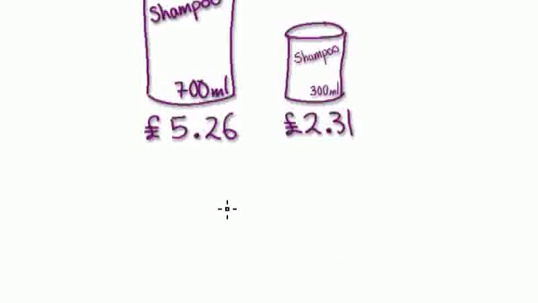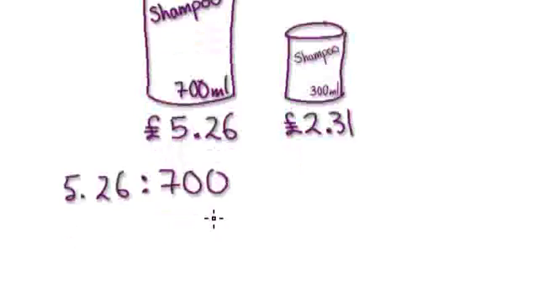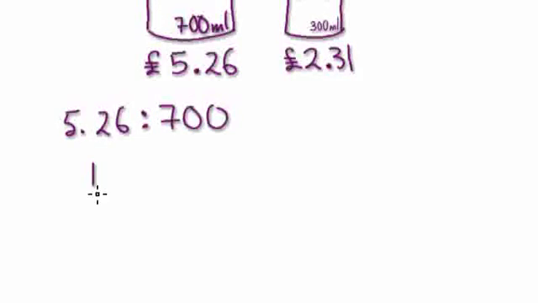Okay, here's another way of looking at it. Let's look at the big version. 5.26, and 700. Now, instead of getting this side to be 1, you could get the 1 over here.